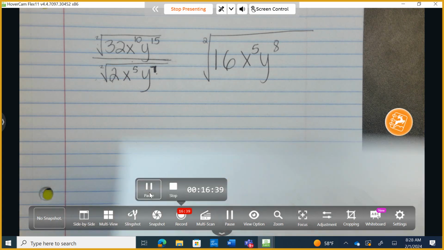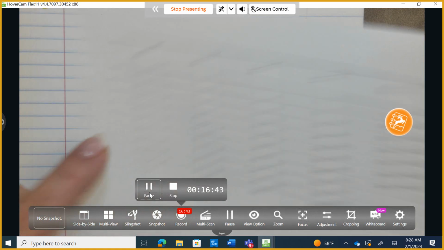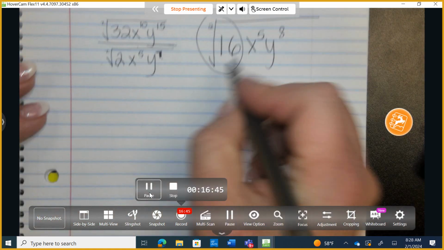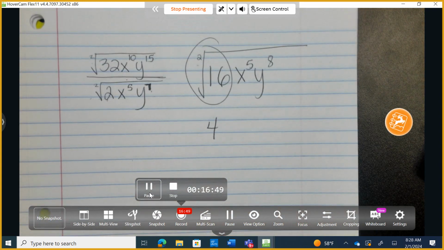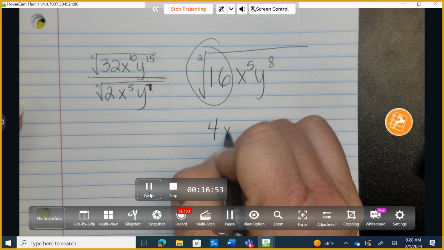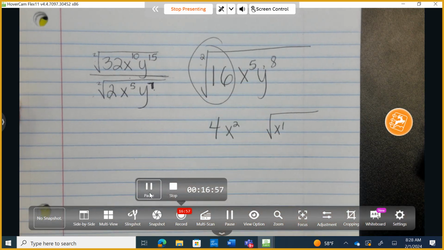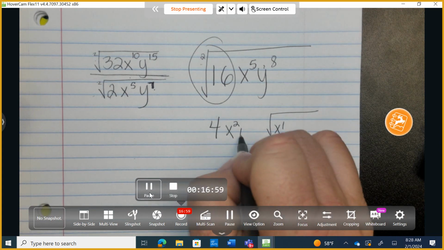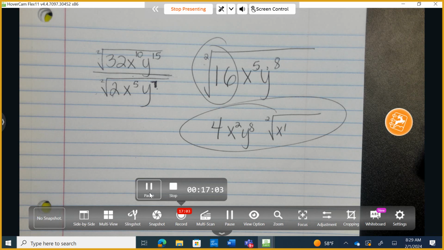So I'm going to go into column number 2 and I'm going to locate a 16. I go off to the side and I end up with a 4. This gives me an answer of 4. How many groups of 2 can I pull out of 5? 2. But is there a remainder? What is the remainder? 1. How many groups of 2 can I pull out of 8? 4, and there is no remainder. This is my simplified answer.